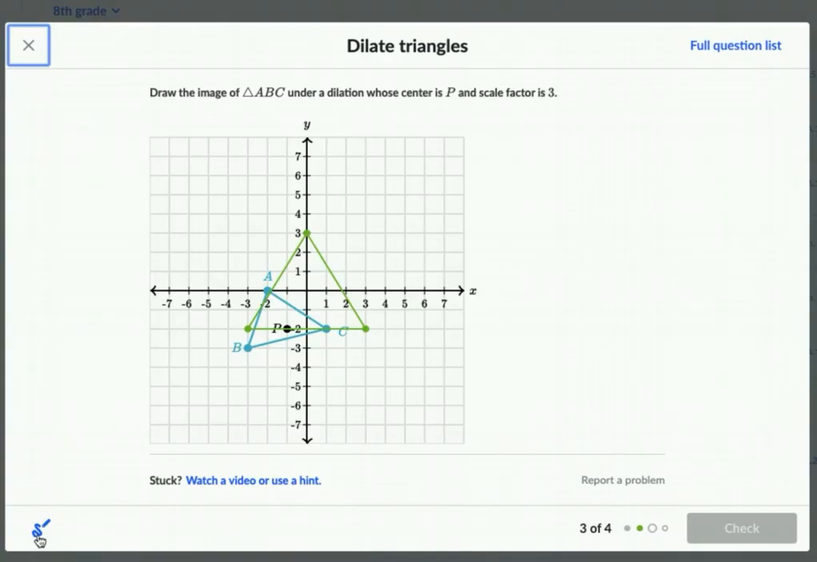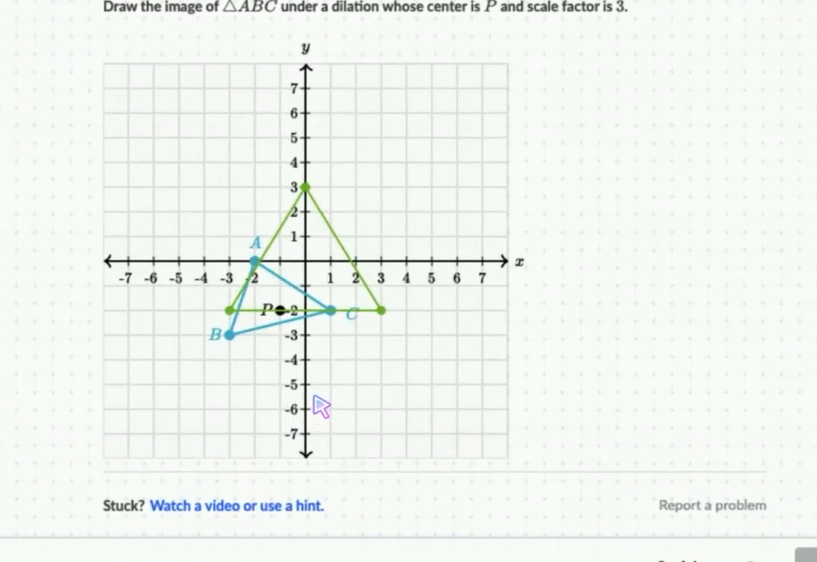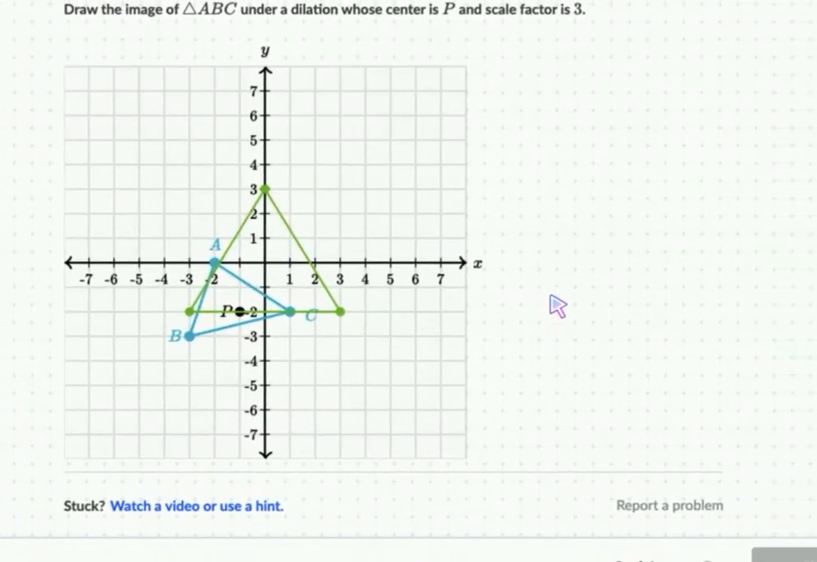Okay, so let's practice how to dilate figures. This problem says to draw the image of triangle ABC under a dilation whose center is P and the scale factor is 3. So we know for sure, since the scale factor is 3, that it's going to be a bigger image. And real important here, the center is P.